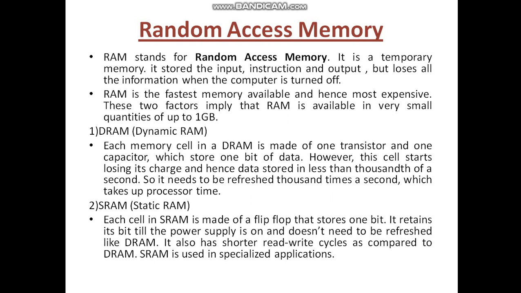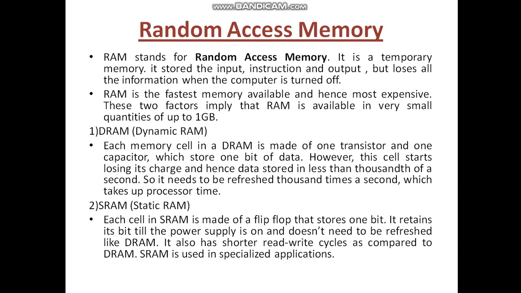DRAM stands for dynamic RAM. Each memory cell in a DRAM is made up of one transistor and one capacitor, which store 1 bit of data. However, this cell starts losing its charge, and hence the data stored, in less than a thousandth of a second. So it needs to be refreshed 1000 times a second, which takes up processor time.